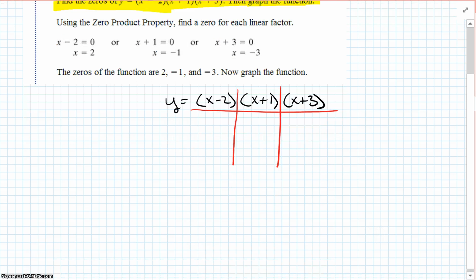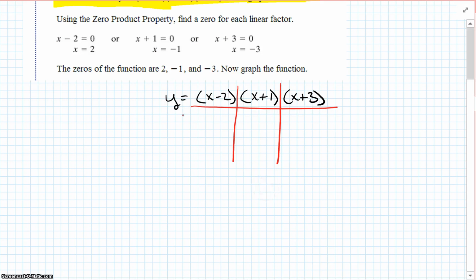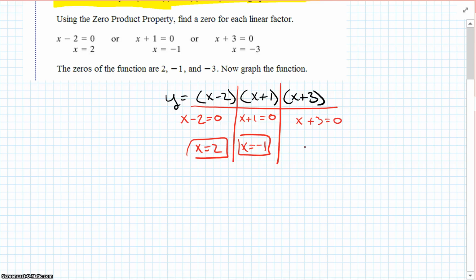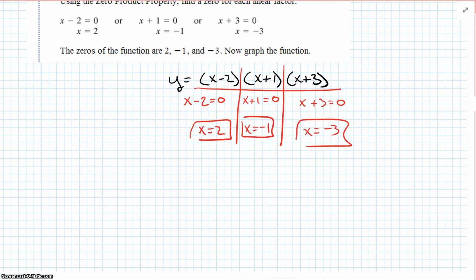Set each grouping equal to 0 and solve. So x minus 2 equals 0, so x equals 2. The middle one, x plus 1 equals 0, so x equals negative 1. X plus 3 equals 0, so x equals negative 3. So our zeros are 2, negative 1, negative 3.